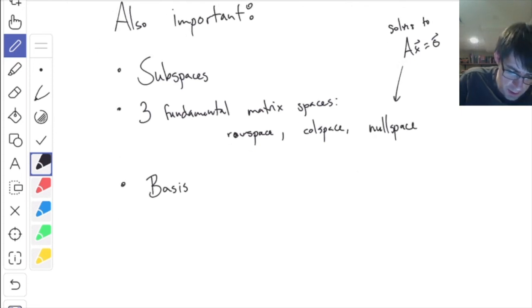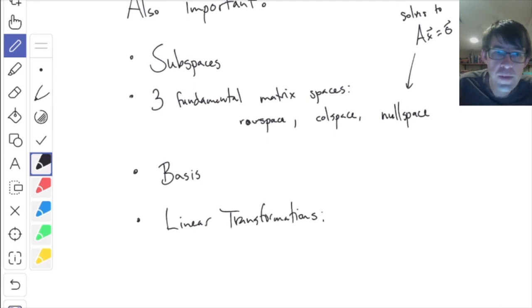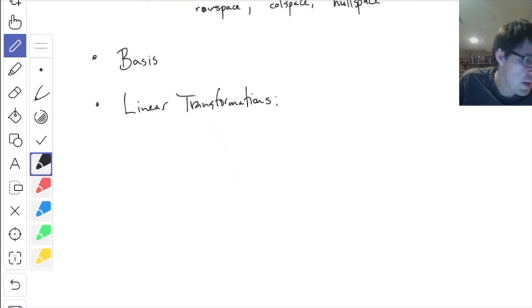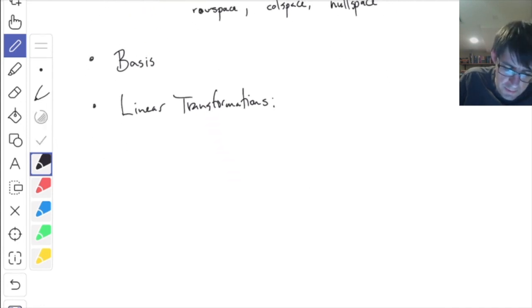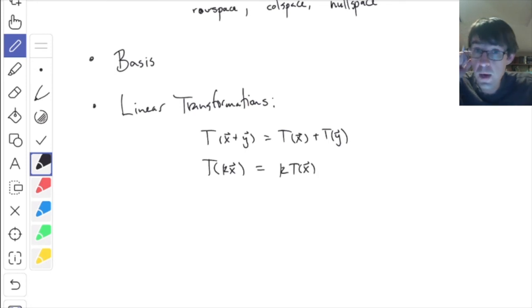Another thing I was going to talk about, had I had enough time, was linear transformations. These are functions from one vector space to another. Could be Rn, could be something else. A function T which satisfies these two properties: T of x plus y is T of x plus T of y. And also T of a constant times x is a constant times T of x, right? I hope this looks familiar.